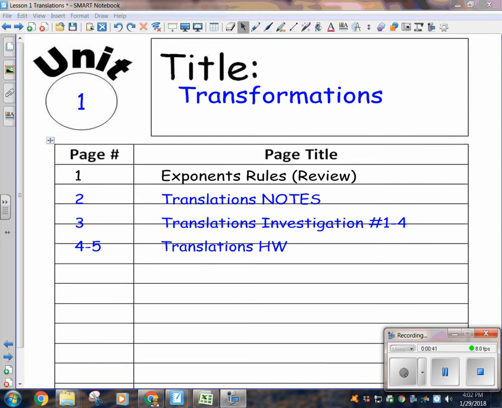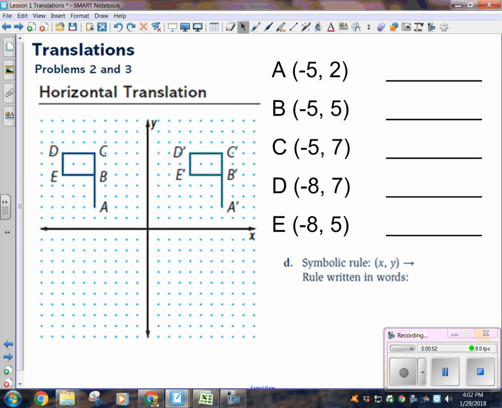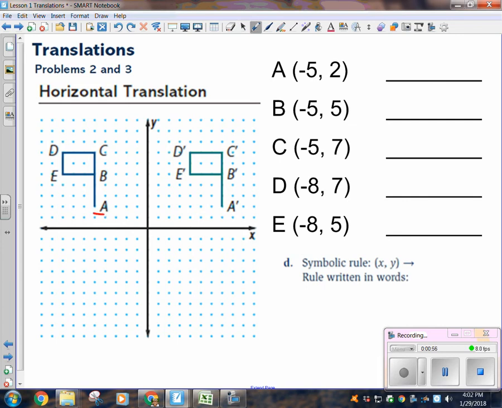Now let's move on into translations. Translations is when we slide a figure across a graph. We're going to slide it. For example, I'm going to start with the flag, and in this case, the flag has A, B, C, D, E, and it looks like a blue colored flag on my left. Yours, of course, is black and white print. The flag over here is A with a mark. It's a prime. We say prime. B with a mark, C with a mark, D with a mark, and E with a mark.